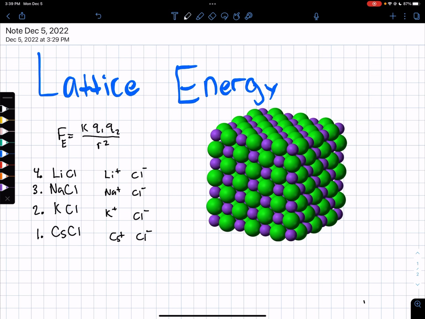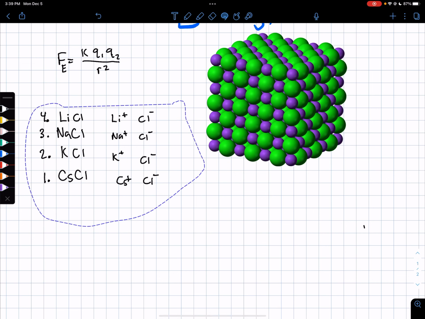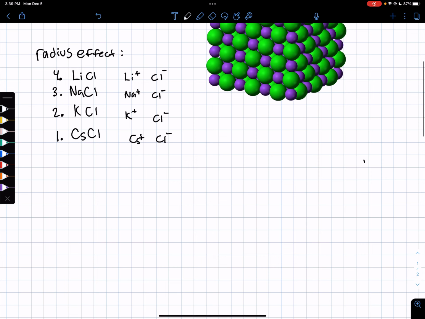Now let's look at some other examples. We can term this the radius effect, so we'll abbreviate that to radius effect on lattice energy. The next thing would be the charge effect.